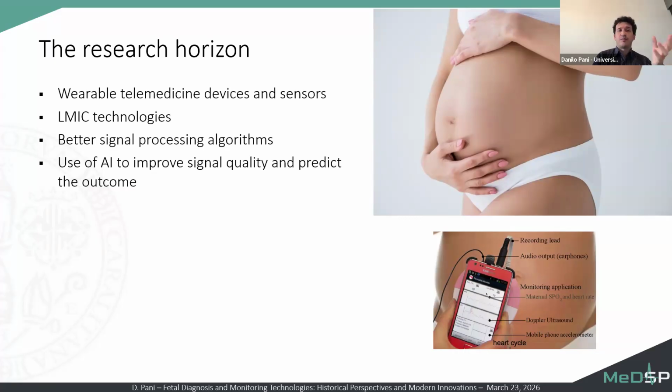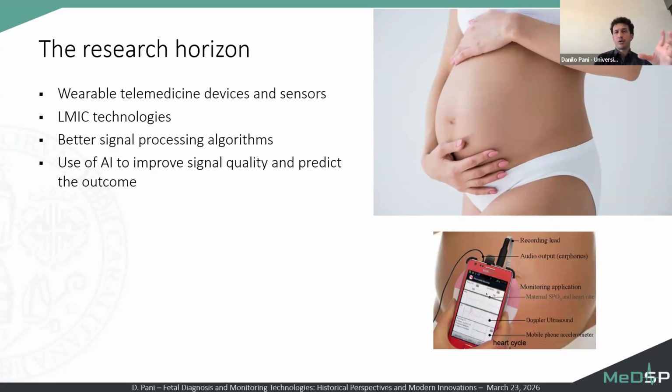The research requires better signal processing algorithms because, as you saw from this presentation, the largest part of signals are acquired non-invasively, so it's difficult to obtain good quality signals. And there is also the need for research in artificial intelligence to improve signal quality and predict the outcome, because outcome prediction is one of the key challenges now, also for the adoption of this technology in the clinical practice from a different perspective.